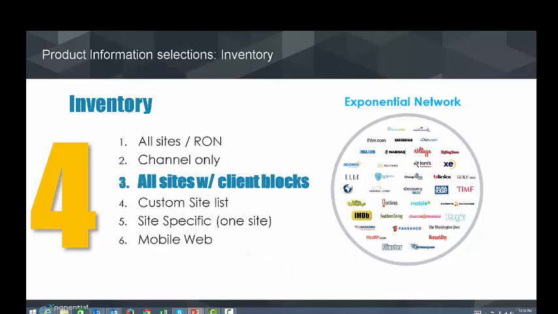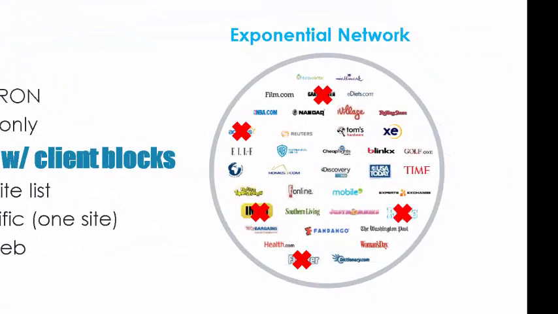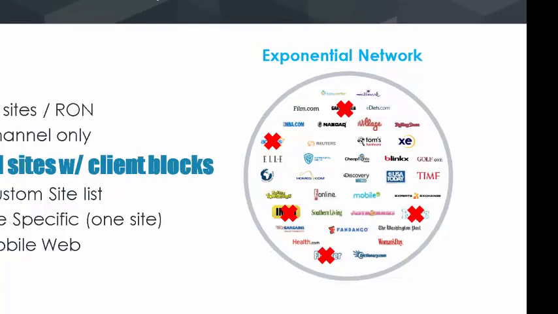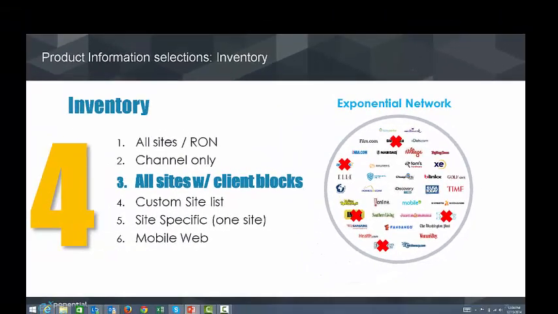All sites with client blocks is next. This used to be called Select ROA. This is when a client provides you a list of sites or channels to be blocked, a blacklist. This should be part of the pre-sale conversation. This would be selected when proactive blocking is used against a site list, or for a brand-sensitive advertiser that wants to avoid running on certain sites.